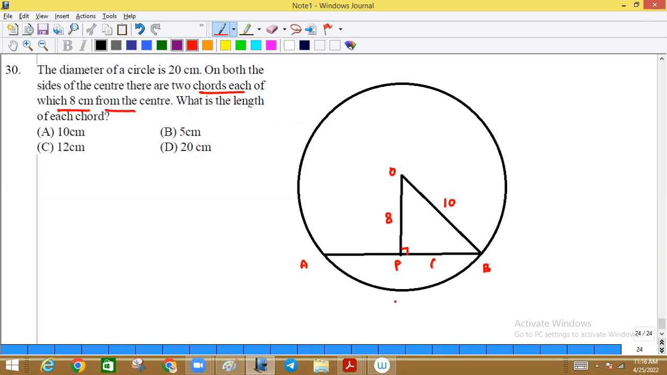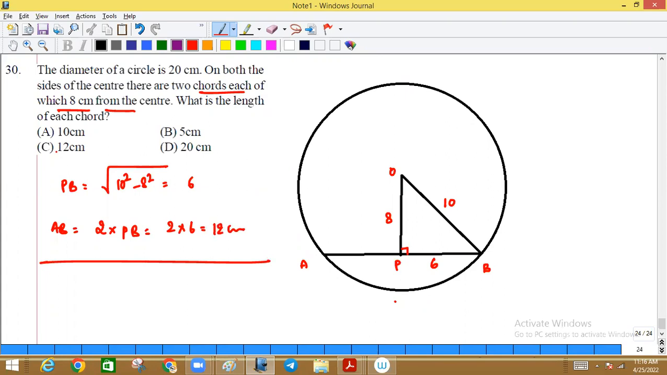According to the Pythagoras rule, PB is equal to under root of 10 square minus 8 square, that is 6. So therefore, AB is equal to how much? 2 times of PB, which is 2 times of 6. That's 12 centimeters. By imagining the figure, you can just answer this.